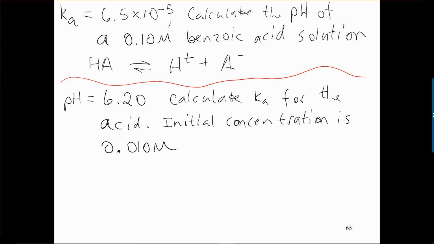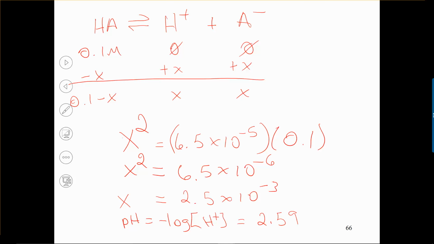So, from last time, if I take 2.5 times 10 to the negative 3, which is equal to x, and divide it by the initial concentration of 0.1 times 100, if that's less than 5%, then the assumption to drop the minus x was valid. Because it's so insignificant it doesn't matter.